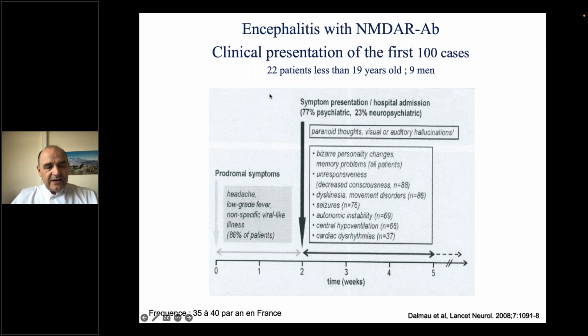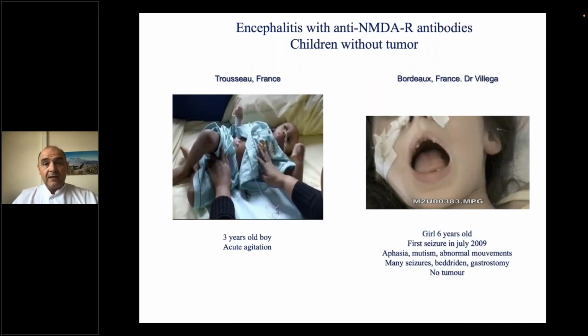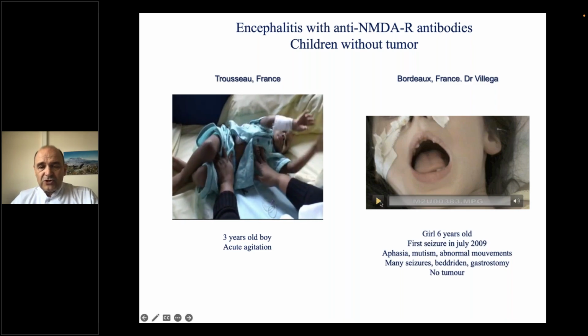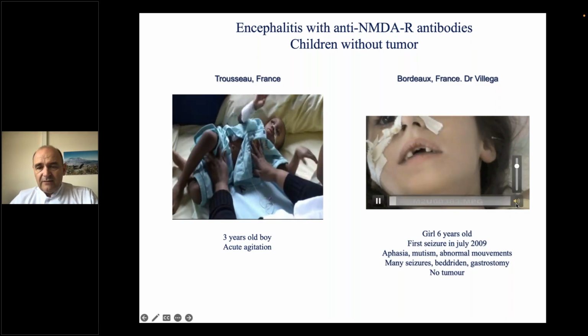The frequency is clearly that of a rare disease. In France, at this time, it's between 35 and 40 patients per year, and 40% are children, as we will see. So very quickly, this disease has been described in children, and you can see the abnormal movement and the orofacial dyskinesia in these children.